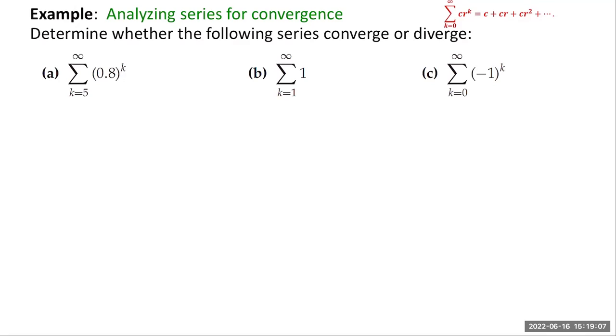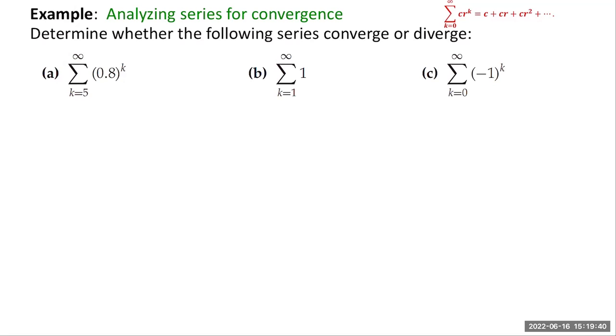All right, what about the first one? Can we determine whether it converges or diverges? To determine that, first of all, I'm going to write this series in this form. Because here, the starting index is 0, right? But in this series, the starting index is 5. Let me write this series first in this form: C plus CR plus CR squared. This R is called the common ratio.